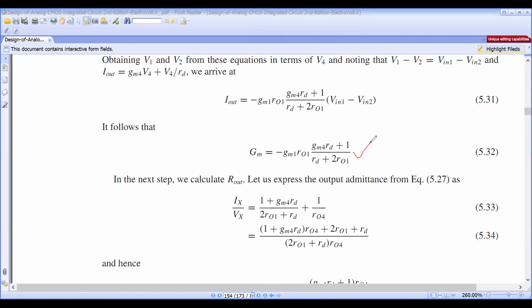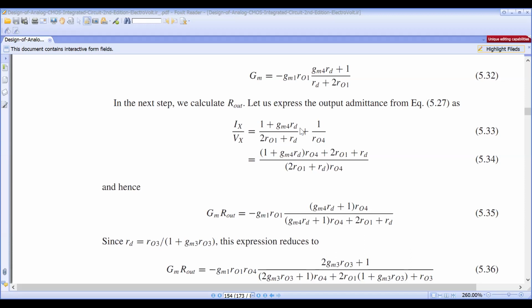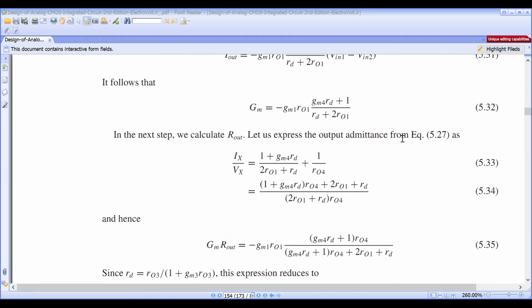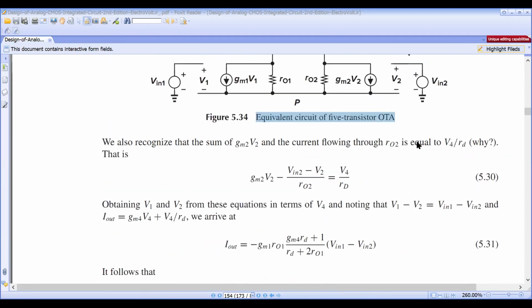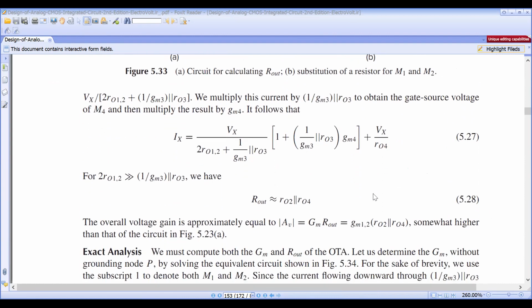So now we are going to calculate the R out value. R out means Vx by Ix. Again substitute the Vx value and find the current value Ix. Okay, so now Vx by Ix is equal to R out. This is the Ix value. This is the Ix value.